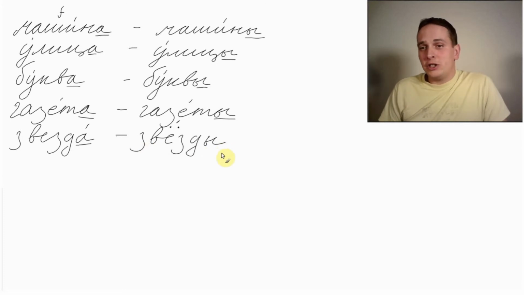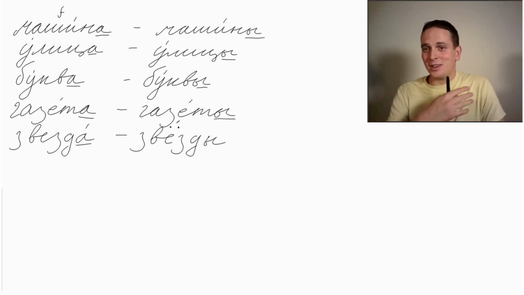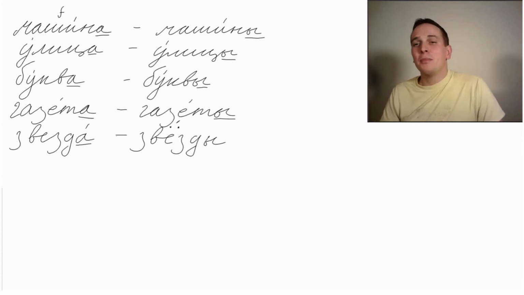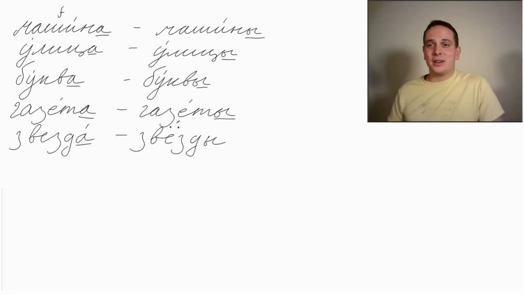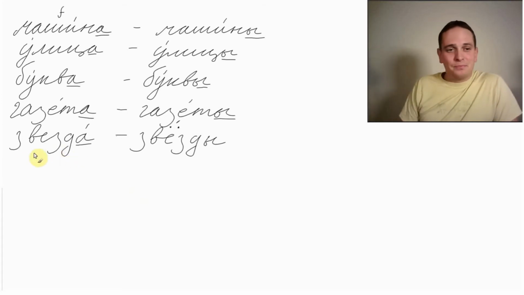And for the translation, star, not only the sky body, the cosmic body, but also Angelina Jolie or Brad Pitt. Somebody famous is also a star in Russian. So звезда is also a movie star, for example. Сестра.